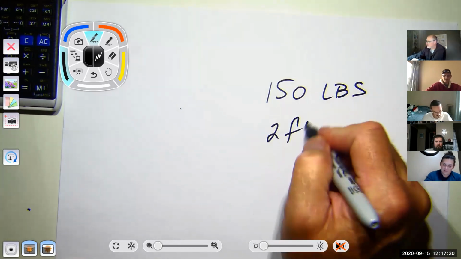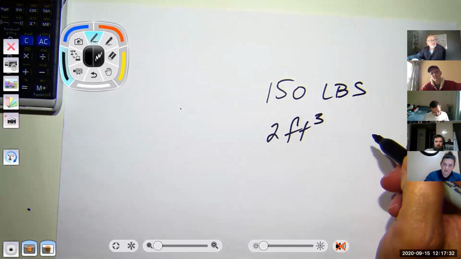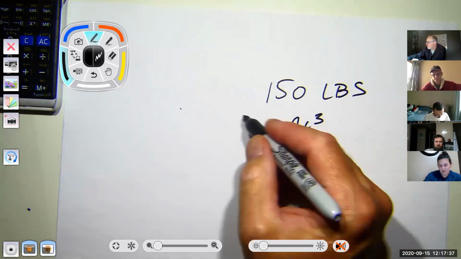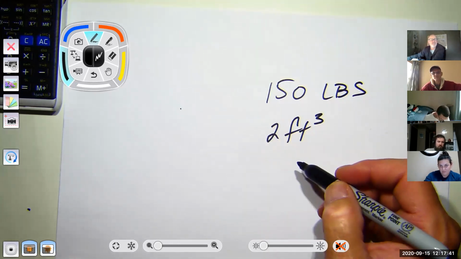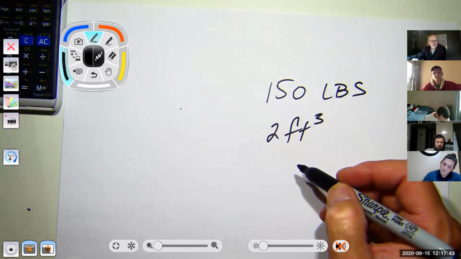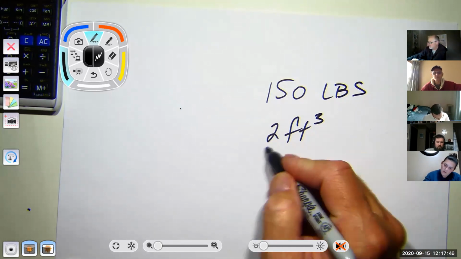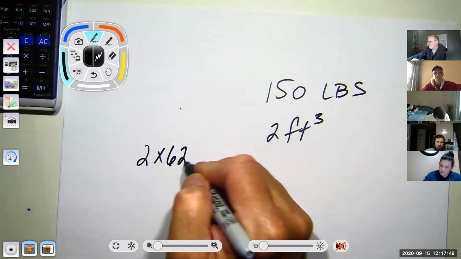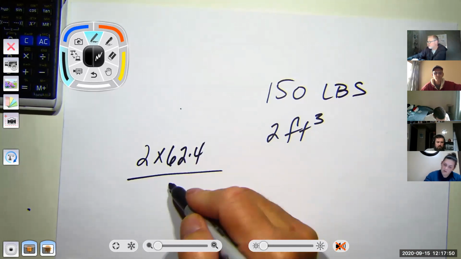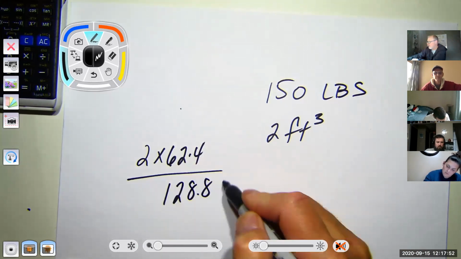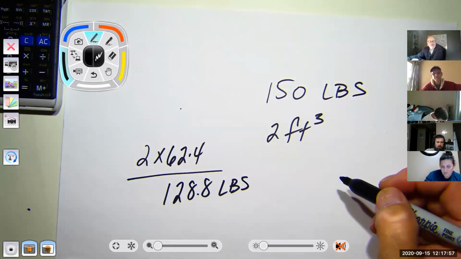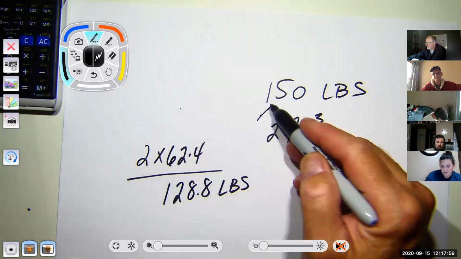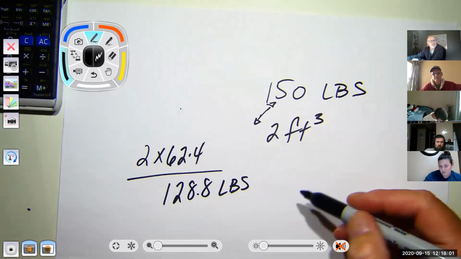and their volume was 2 cubic feet, okay? Let's find out what the buoyant force is on that person without any personal flotation device. So if I go 2 times 62.4, the buoyant force pushing up on that person is 124.8 pounds. Now, that person weighs 150 pounds. Will that person sink or float?